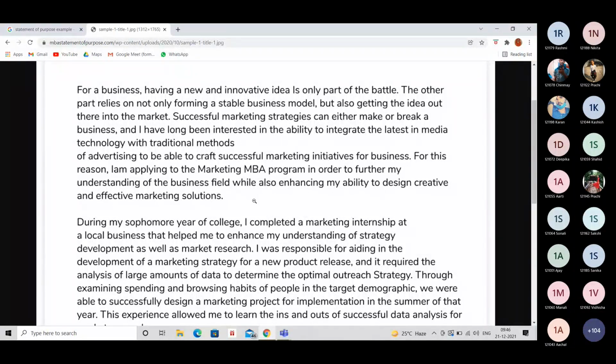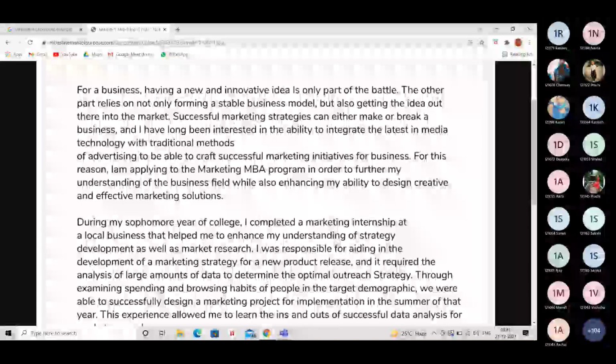For a business, having a new and innovative idea is only part of the battle. The other part relies on not only forming a stable business model, but also getting the idea out there into the market. Successful marketing strategies can either make or break a business. I have long been interested in the ability to integrate the latest in media technology with traditional methods of advertising to be able to craft successful marketing initiatives for business. For this reason, I am applying to the marketing MBA program in order to further my understanding of the business field while also enhancing my ability to design creative and effective marketing solutions.